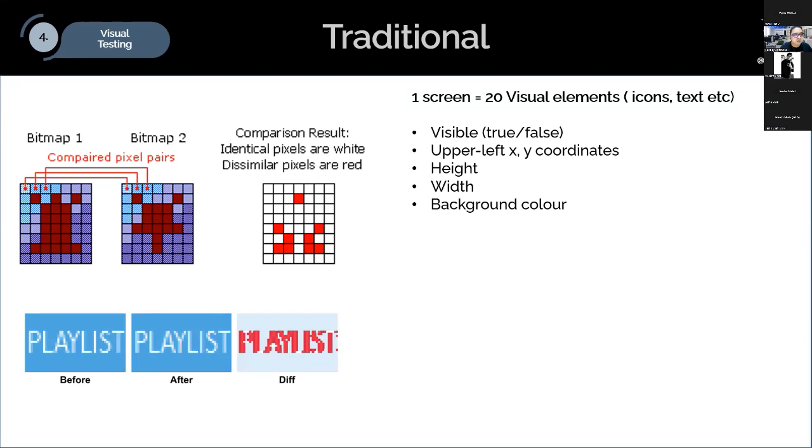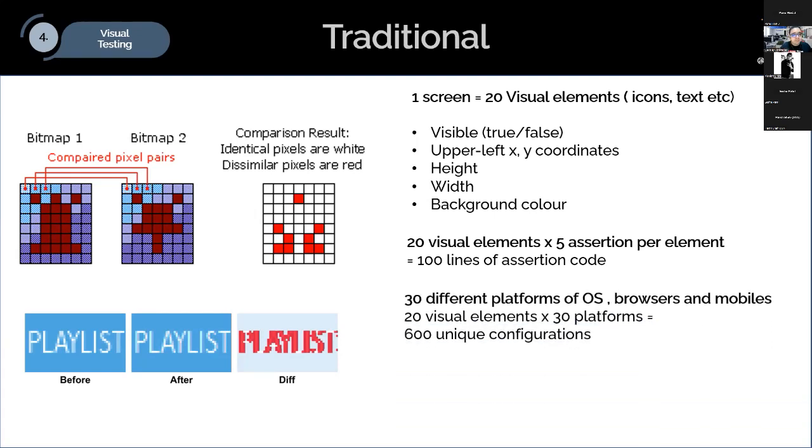So for example, you want to check if the element is visible, if the element is at particular coordinates, the height, width, background color. We needed to write code, right? And if you look at, say, your page, you have 20 visual elements, you are writing 100 lines of assertion code, which is way too much, right? Just imagine when you want to run this on 30 different platforms, browsers, you have to write 60 unique configurations.